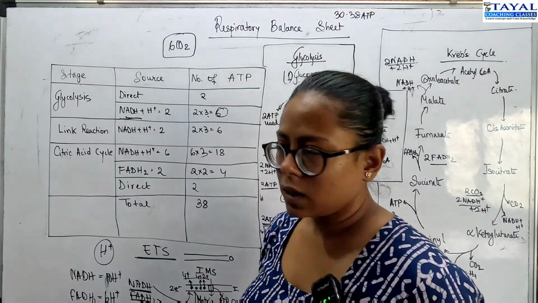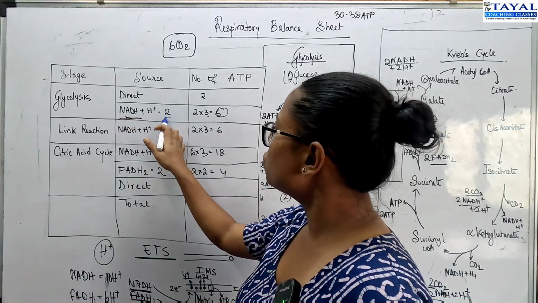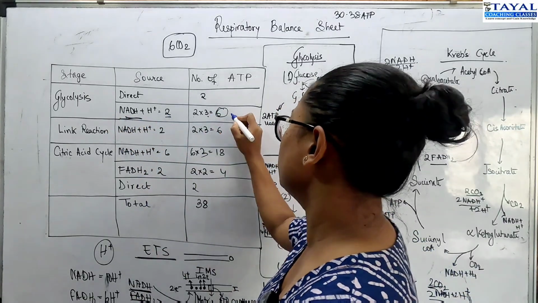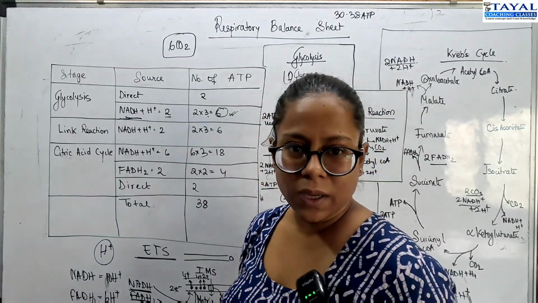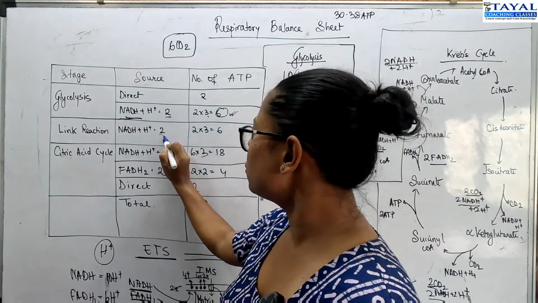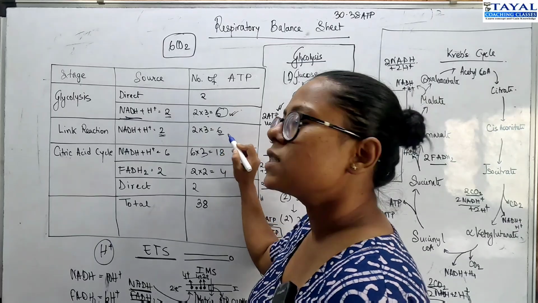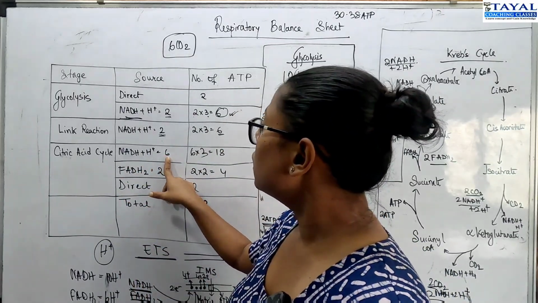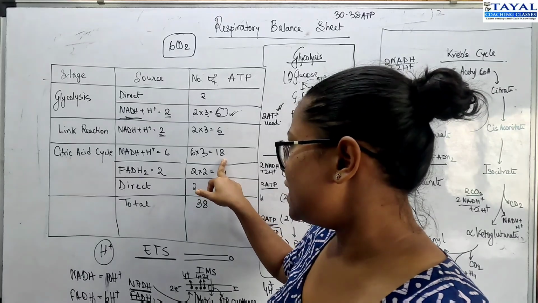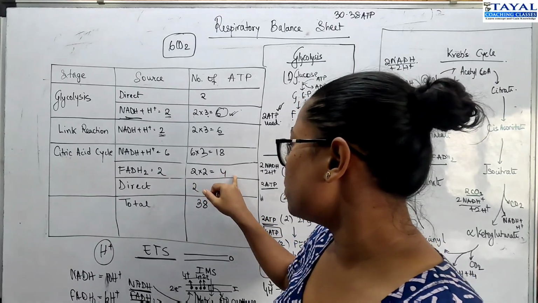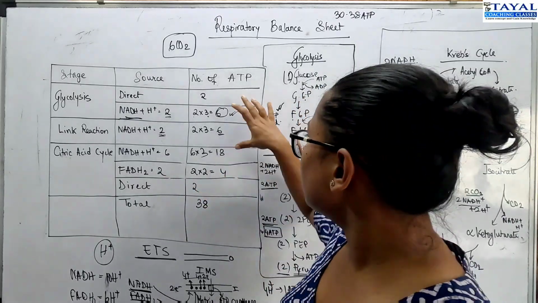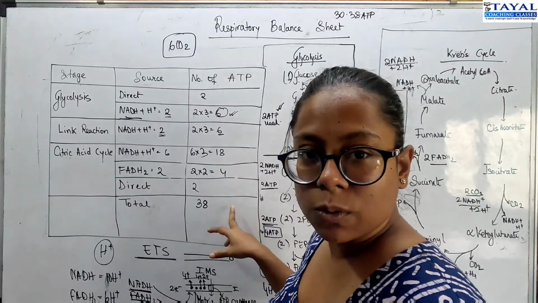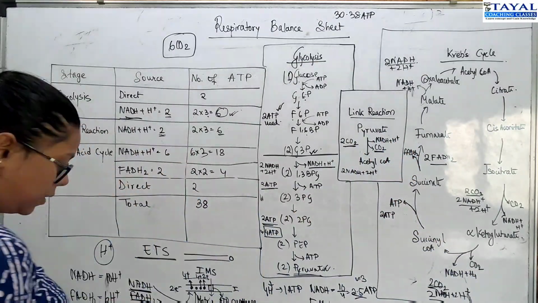So in glycolysis, because 2 NADH is generated, you have a total amount of 6 ATP. For link reaction, 2 NADH, so you have a total amount of 6 ATP. For citric acid cycle, you have 6 NADH, so you have 18 ATP. 2 FADH2, so you have 4 ATP. If you calculate the total, it comes down to 38 ATP molecules.